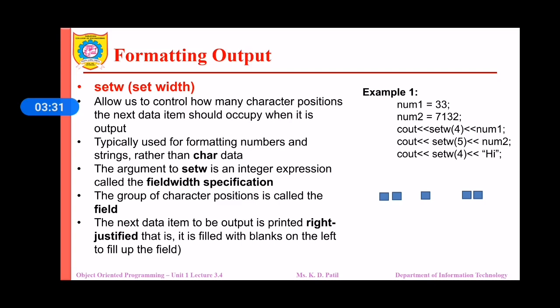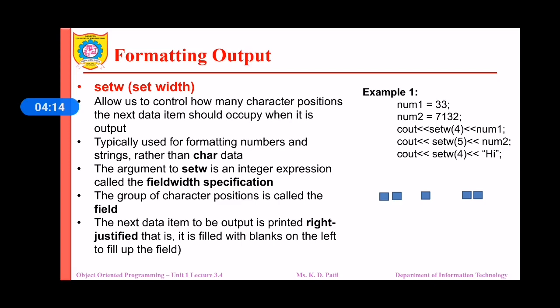Now in this example I have num1 as 33 and num2 as 7132, whereas I have one more string, that is hi. I have three cout statements in this program. In this example, the first cout statement prints num1, the second cout statement prints num2, whereas the third cout statement prints hi. Now here num1 consists of two characters, that is 33, but I have specified the field width as 4. Then the two leftmost characters will be blank spaces.